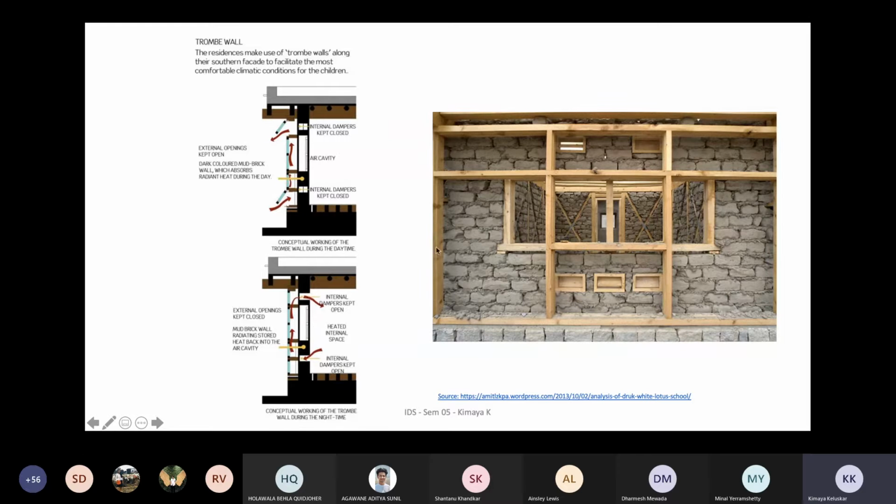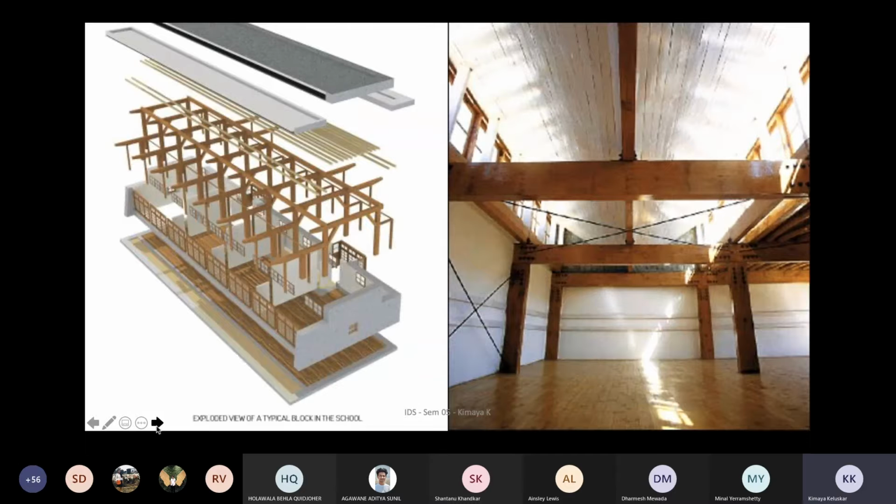Then this entire wall will be absorbing that heat, and this is the space in which the air changes from 4 degrees Celsius to 8 or 9 degrees Celsius, and then enters your space. You can see the kind of cross bracings that they have done, which is important for the structure as well.